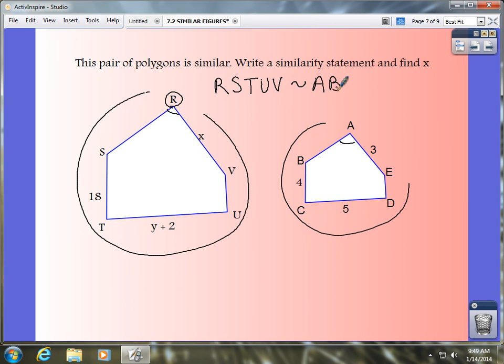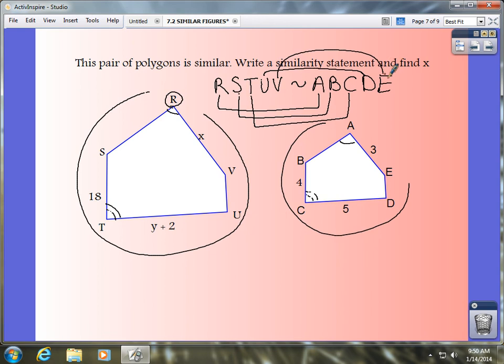Now the thing you have to notice is that R corresponds with A, S corresponds with B, T corresponds with C. So for example, angle T has to be equal to angle C. Alright, U corresponds with D, and V corresponds with E. Okay, but this right here is our similarity statement. It's got all the angles in order.